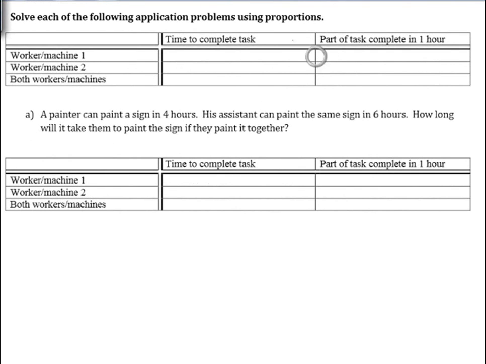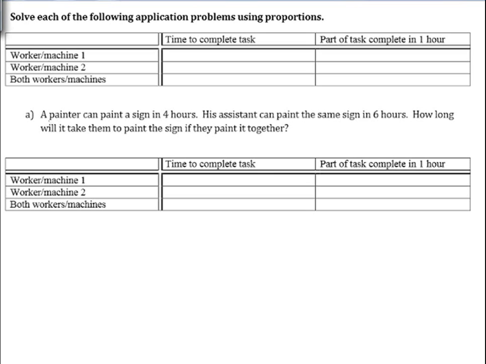So here's the table that you should fill in when you're doing problems involving work. In the first column you should list the workers or the machines, and then the bottom is always going to be both or all of the workers or machines that are involved. And then the second column is the time that it takes each of them to complete the task that they're doing, and then the last column is the part of the task that they can complete in 1 hour.